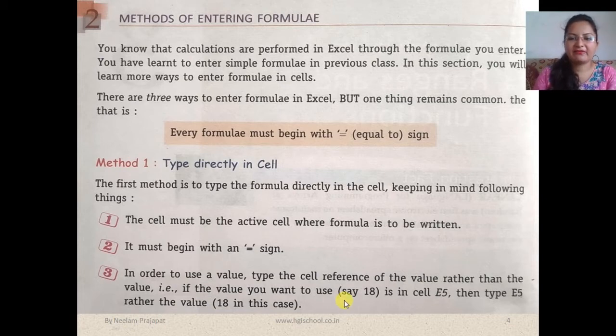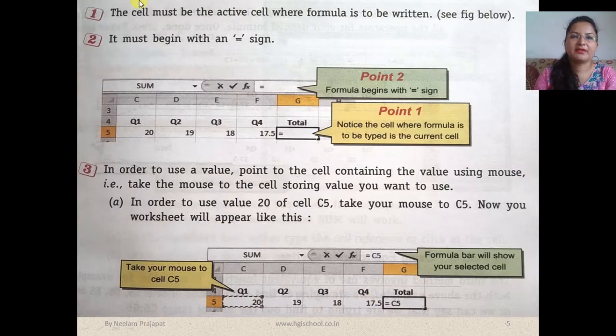Okay, so like if we have to enter the value 18 which is in cell E5, then we should type E5 in place of 18. Got it? We don't have to type the exact value, we will give the address of the value, and here the reference of the cell is E5. Okay, in E5 means the column is E and fifth row contains value 18. Okay, so see, the cell must be active cell, that means we have to select the cell first, and then where we have to enter the formula, it should be active, that means we have to select it. Then it must begin with an equal to symbol, so we have to write equal to.